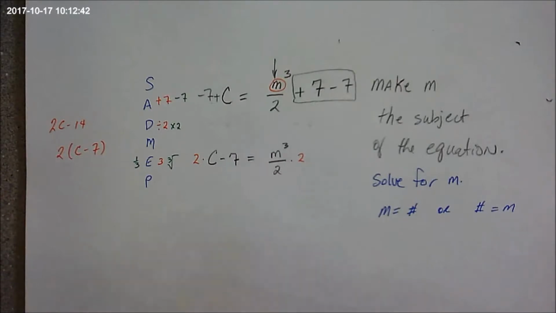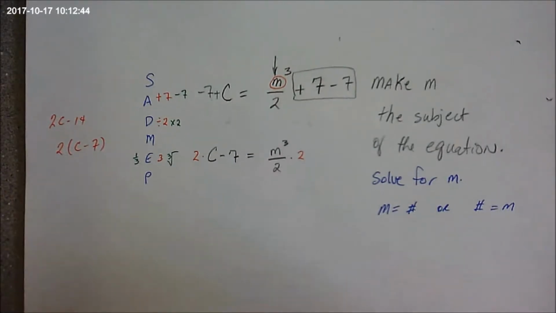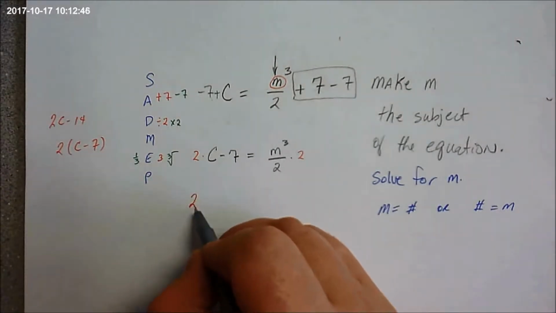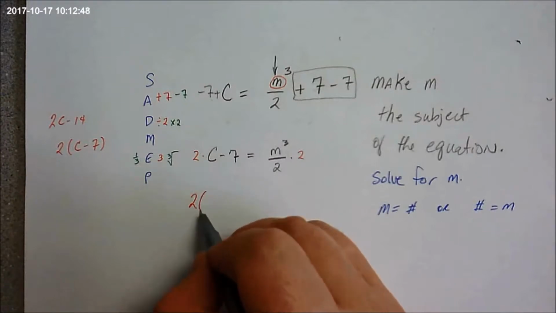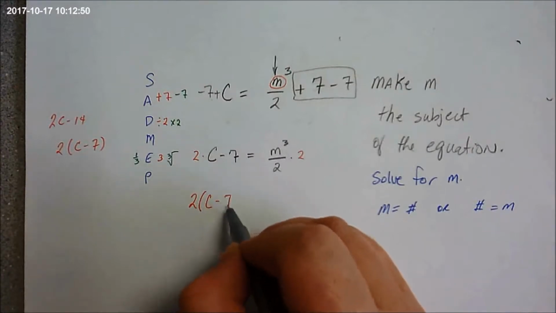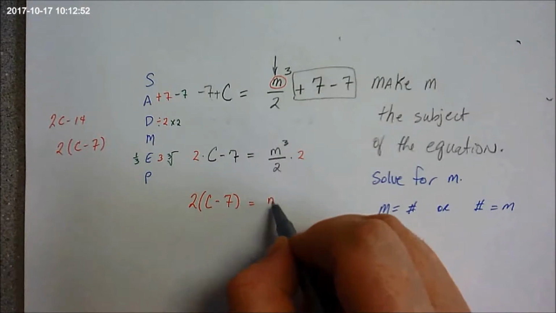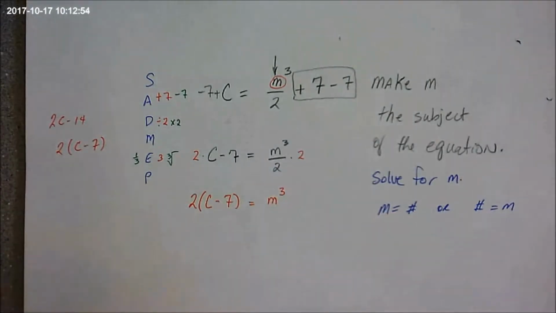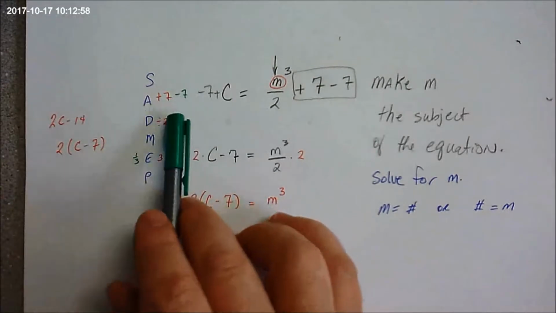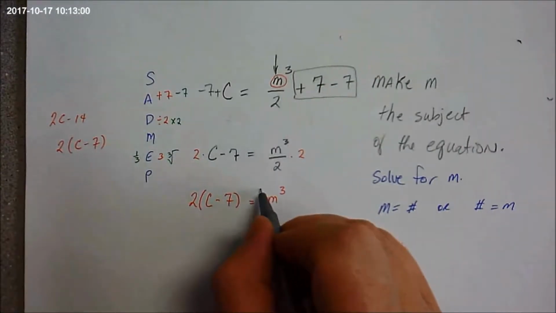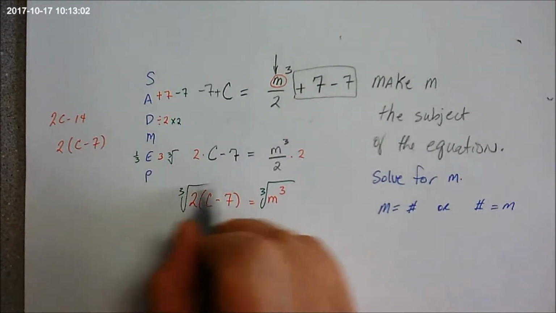I really don't have a preference on this one, so I'm going to write it like this. I'm going to write 2 times C minus 7 is M cubed. Now that we got that done, we have to do the cube root. And your answer?